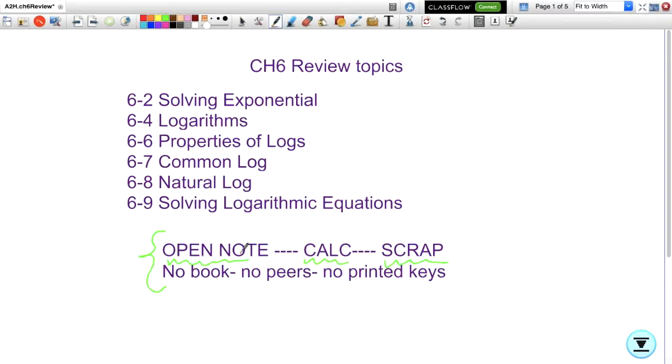Now, open note does not mean open book. It does not mean open friend, and it does not mean you print out all the keys to the review and the keys to all the homework. You are going to organize your notes, put them together. You are going to grab a calculator and make sure you have some scrap.